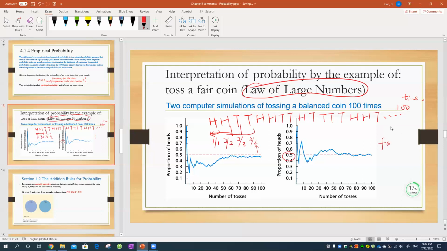Why will it approach 50%? Because we call it a fair coin. A fair coin has an equal chance to land on head or tail, and the proportion of heads will approach 50%. This is the law of large numbers. And if you do this for more tosses, 1,000 times or 10,000 times, this line is going to exactly overlap the 50% straight line there.